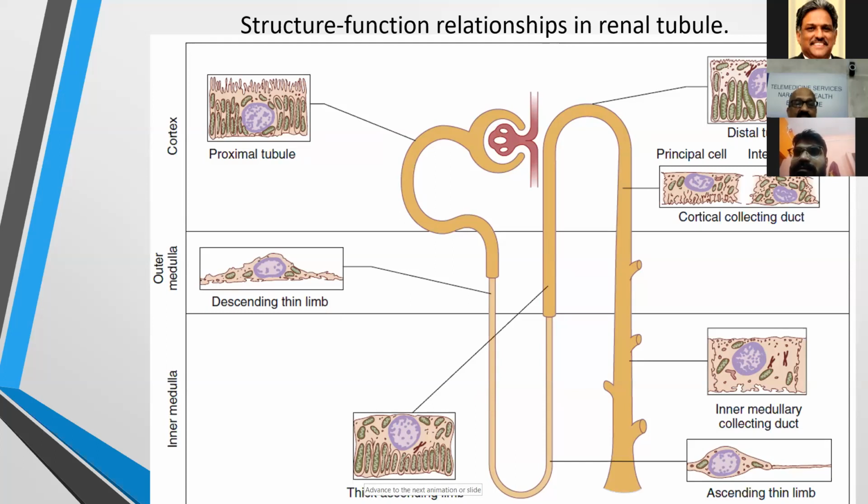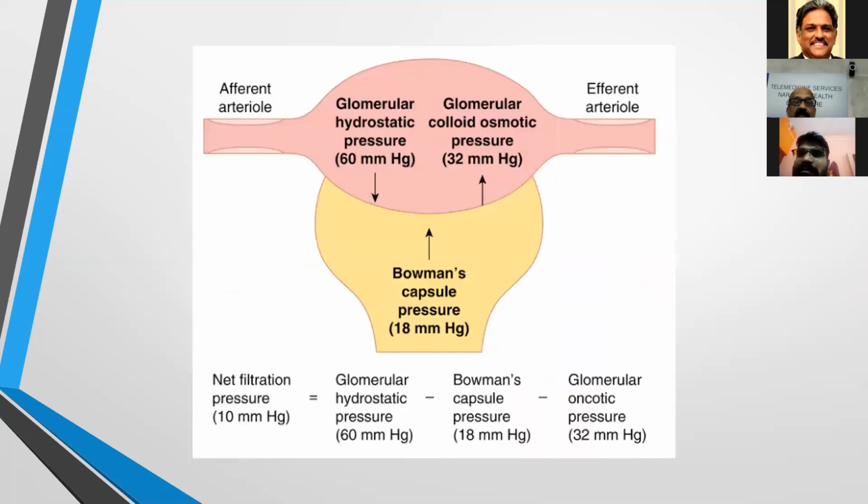Some of them generate energy to be able to do the ionic transfers against a concentration gradient. If you look at the forces which are causing filtration across the glomerular capillaries, we have the glomerular hydrostatic pressure, which is about 60 millimeters of mercury, which is aiding filtration.